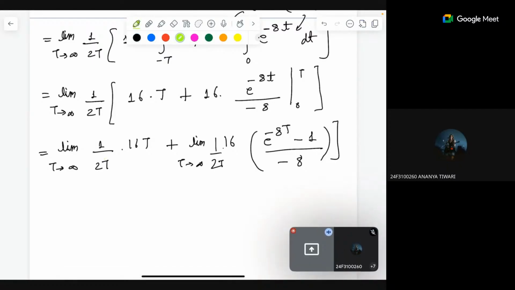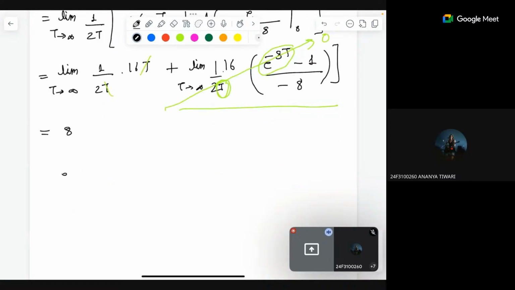Okay, so here the T cancels and we are left with 8. What happens to the second part? If I substitute t with infinity, e raised to the power of minus infinity will go to 0. But here this capital T is there, which is going to infinity. So a finite number divided by infinity will be 0, right? Is this fine? Yes, ma'am. So the second term is 0. So we are left with 8. So the power is 8. Is this fine? Yes, ma'am.